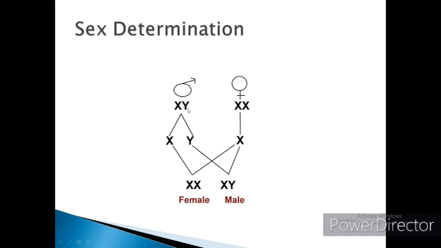Now suppose the Y chromosome, contained in a gamete, fuses with the X chromosome of the female gamete. At that time, the child that is formed will be a male. So in this way we have understood sex determination.